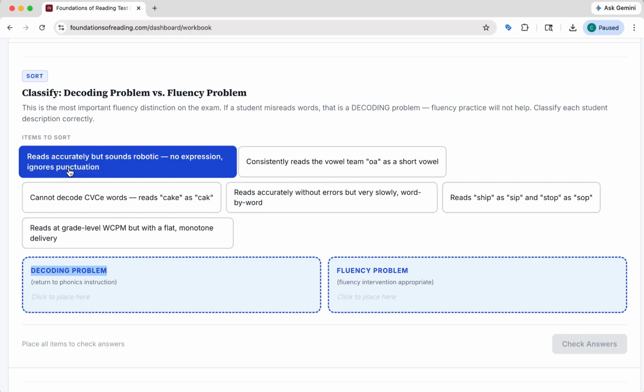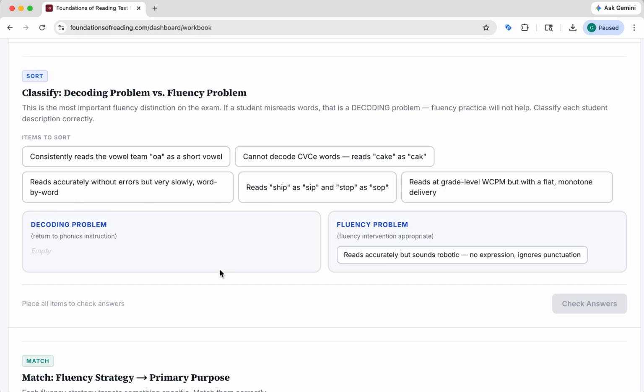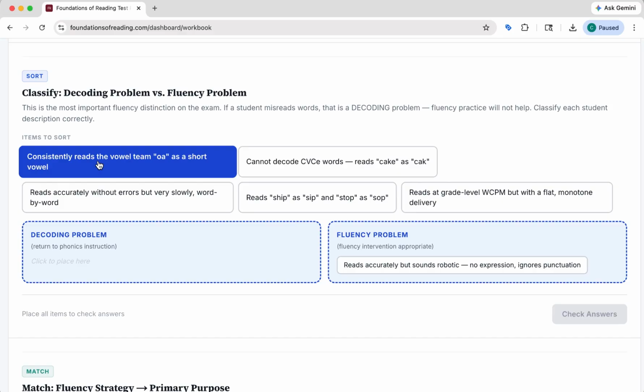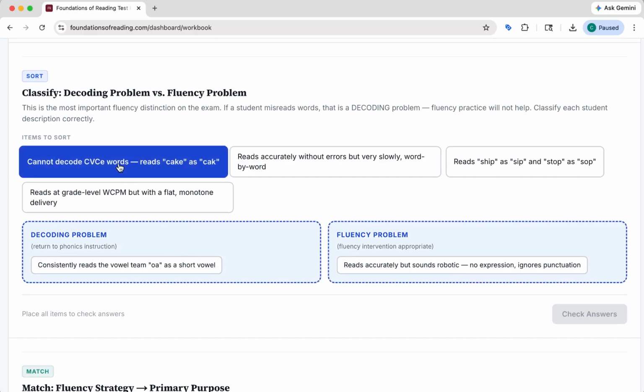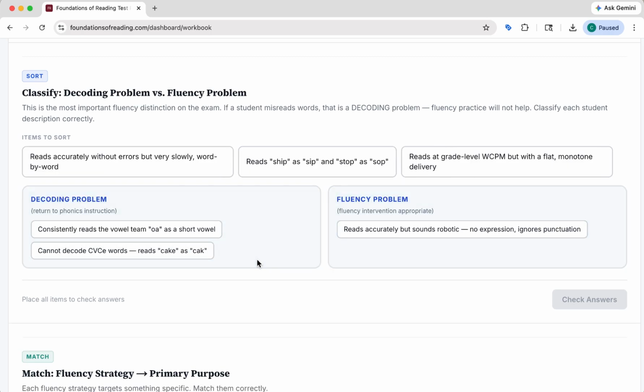So, reads accurately, but sounds robotic. So, that of course is fluency because they need to work on prosody. All right, next up, what do we have here? We are going through this section and consistently reads the vowel team. Okay, that would be a decoding problem, struggling with a specific type of part of speech, cannot decode CVCE words. That would be a decoding problem.